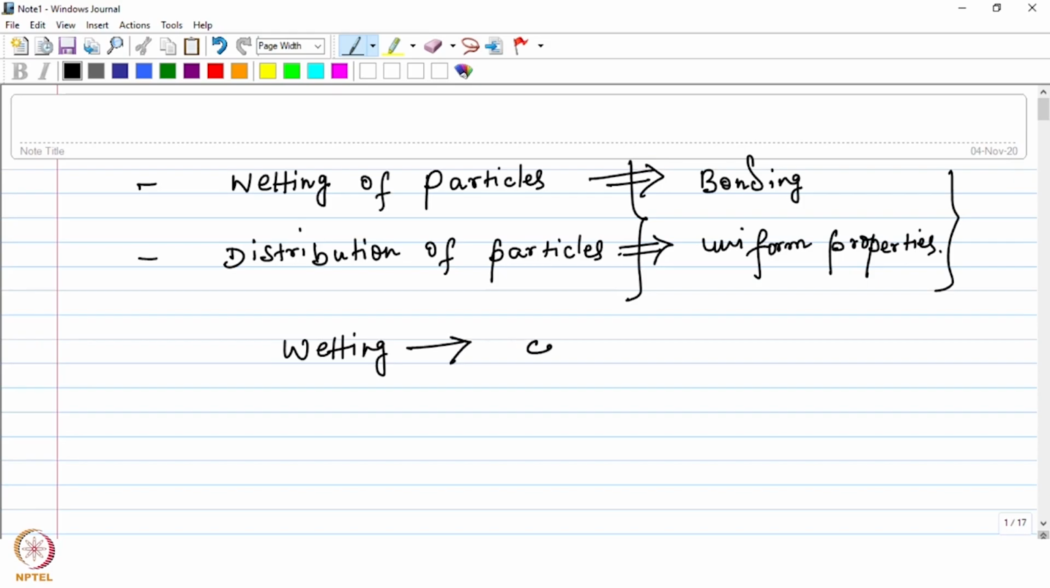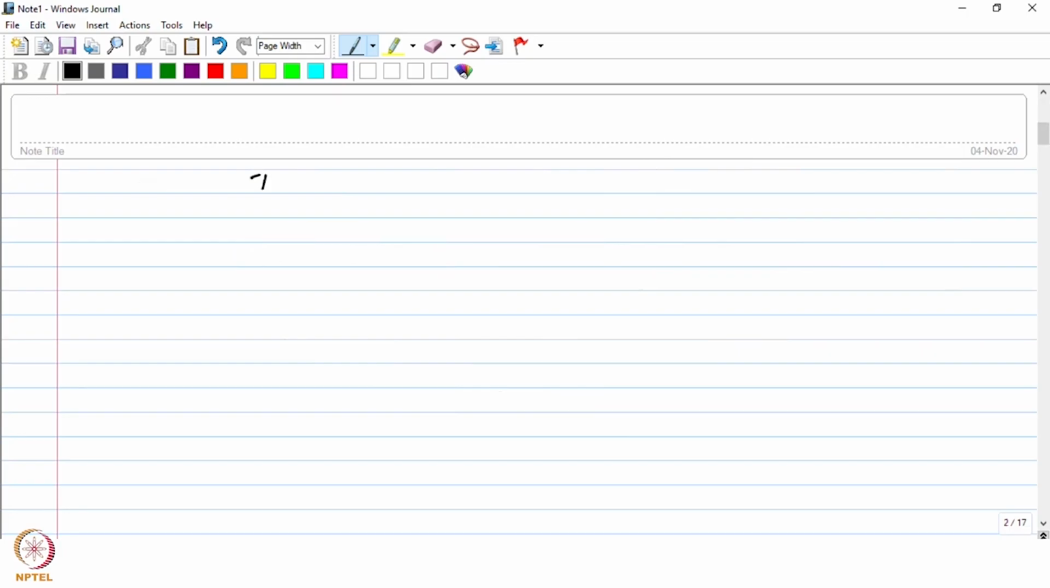which basically depends on the contact angle between the liquid and the solid reinforcement particles. You need a low enough contact angle for good wetting to happen. And then only you can expect a good bond to form between the particles and the matrix. And we have also discussed the process parameters which can affect this wetting, and we have seen temperature is one of the main parameters which affects the contact angle.